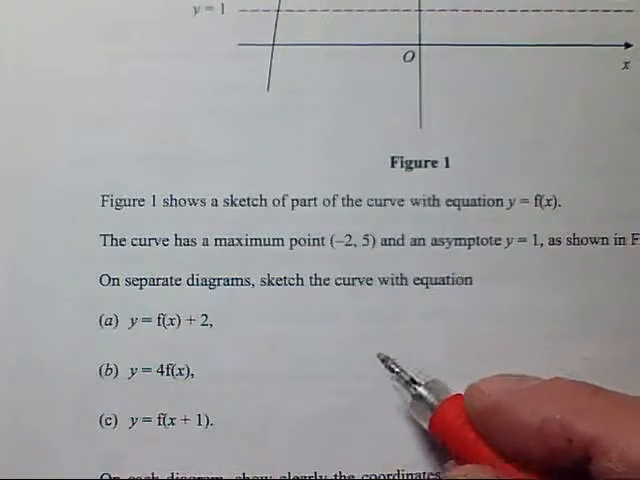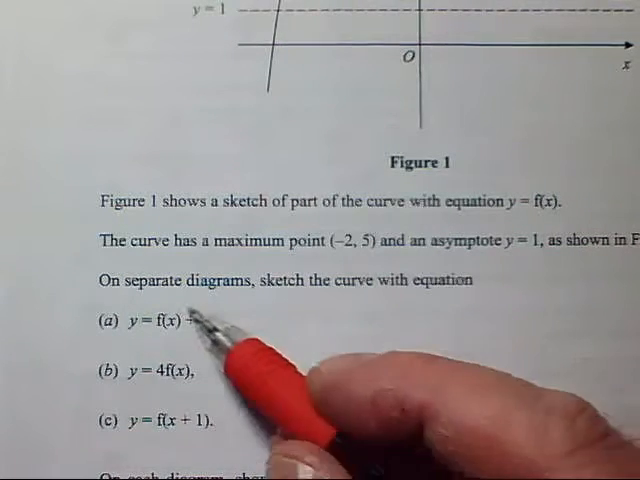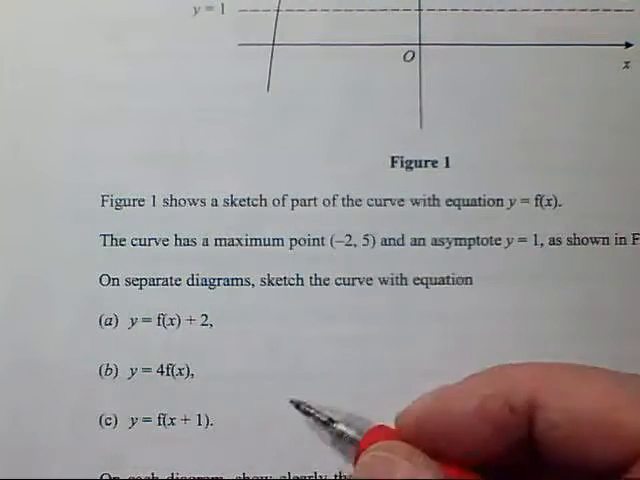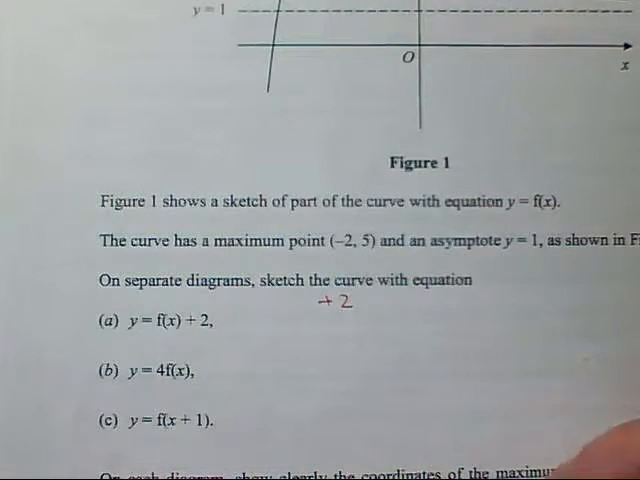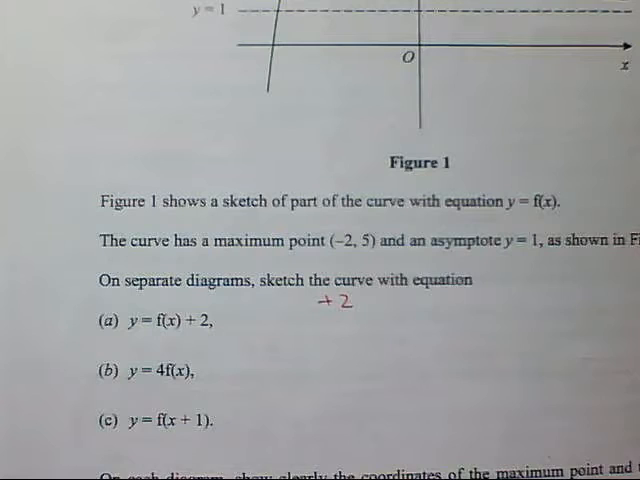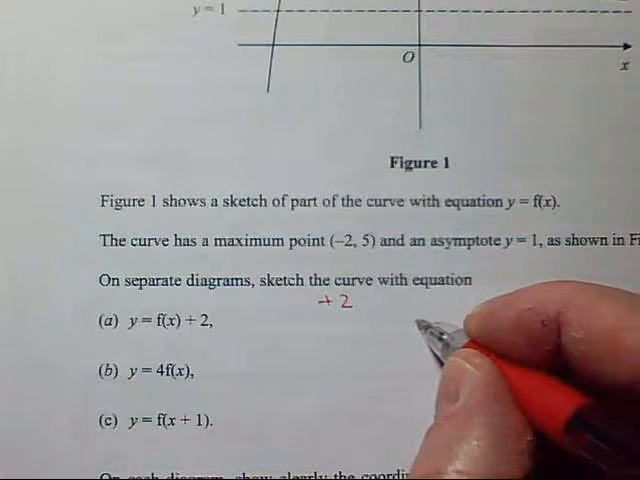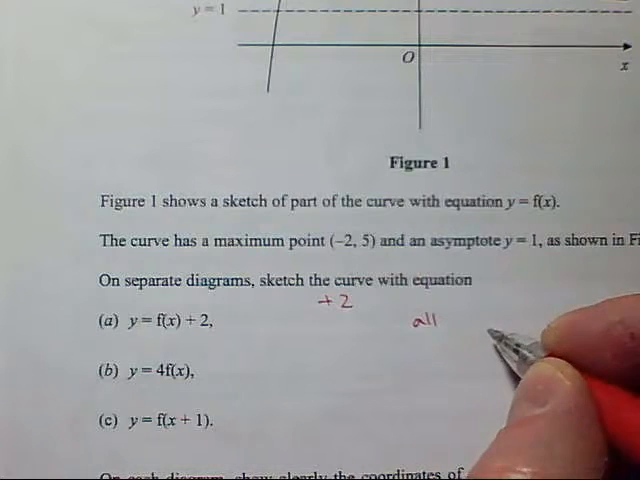So in each case, you start by thinking, what have you done and where have you done it? So here we've added 2. Have we added 2 inside or outside? So you write plus 2, you write down inside or outside, okay? And then you remember which way round it goes, inside x, outside y. So it will affect all x's or all y's, depending on whether it's done inside or outside.